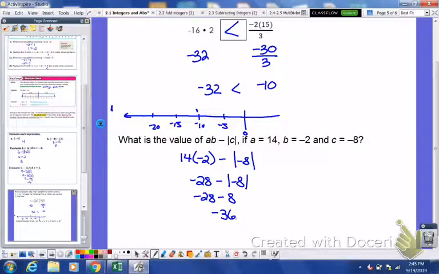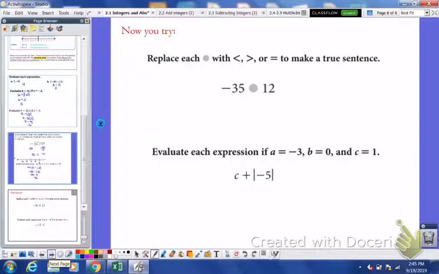Okay, so that is the end of this lesson other than the Now You Try. So there's a couple of them here for you. In this first example, I want you to give us our less than, greater than, or equal symbol. Please write out the whole statement. So negative 35, fill in a symbol. How does negative 35 relate to 12?